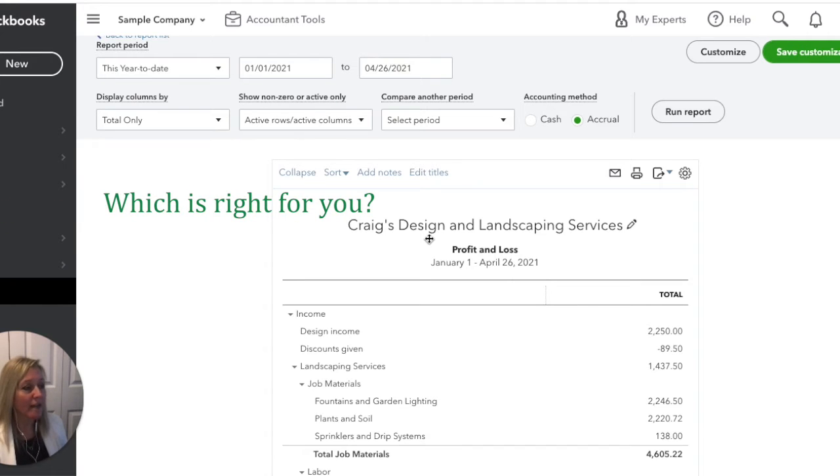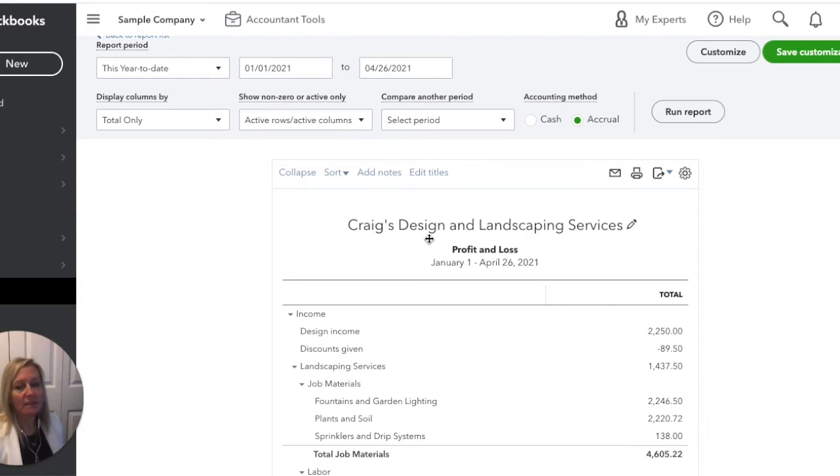So here we are in a QuickBooks Online sample company, and I have a profit and loss statement up, and I also have a balance sheet up. And I'm going to flip-flop things a little bit here. We've been talking about cash basis first and then accrual basis, but right now I'm going to flip-flop that, and I'm going to look at accrual basis first and how it affects the financial statements, and then we're going to go to cash basis so that you can kind of see the difference.